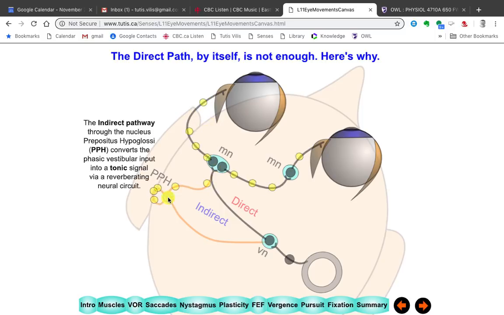And this circuit here is just action potentials starting up here, going around, going out here, but also coming back. So these action potentials keep circulating here. And the structure here is called the PPH, prepositus hypoglossi. I wouldn't worry too much about the name. PPH is enough.